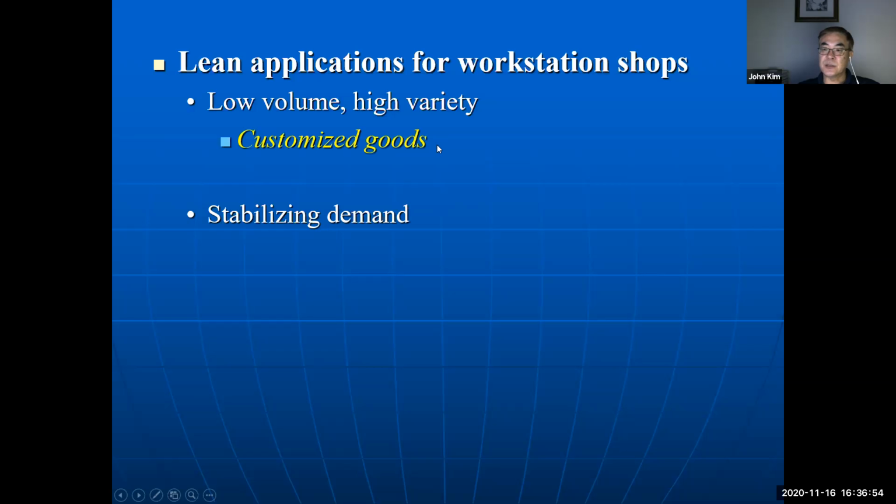For the customized product process, it is harder. But if we can control demand and make demand stabilized, then we can use a JIT system for such types of product.